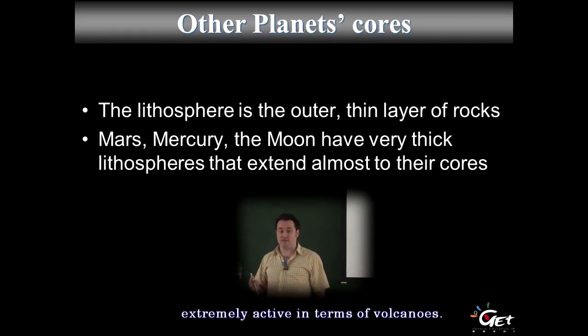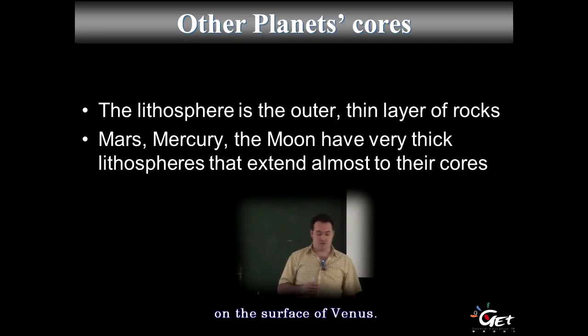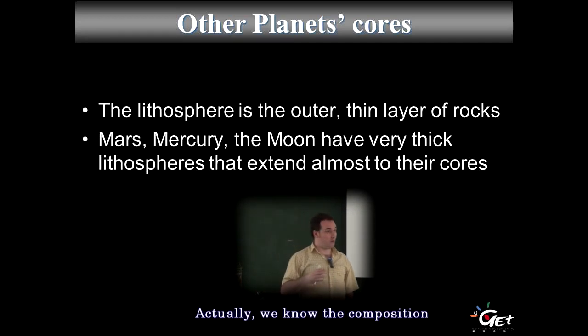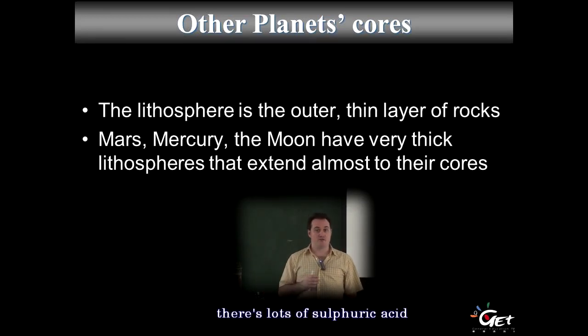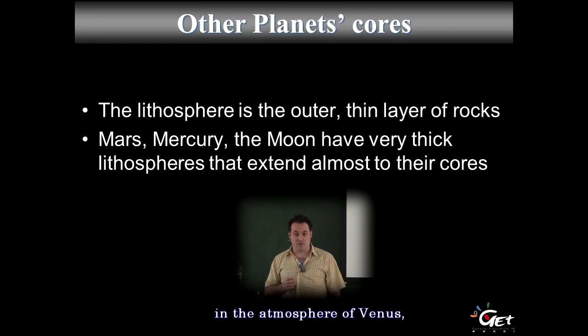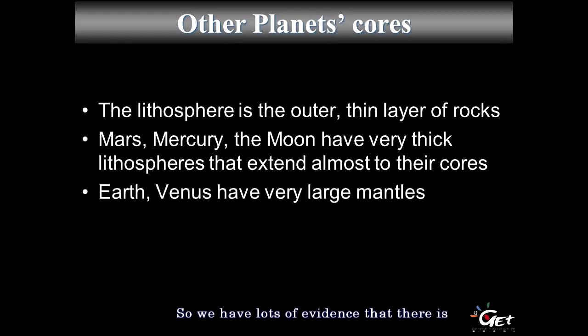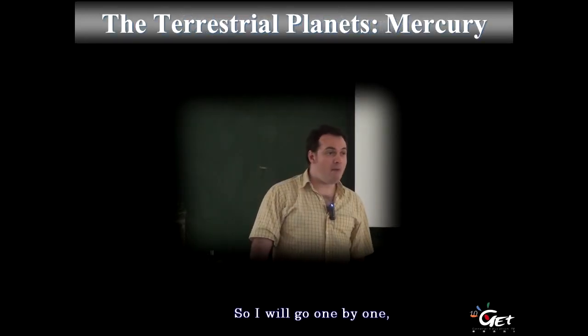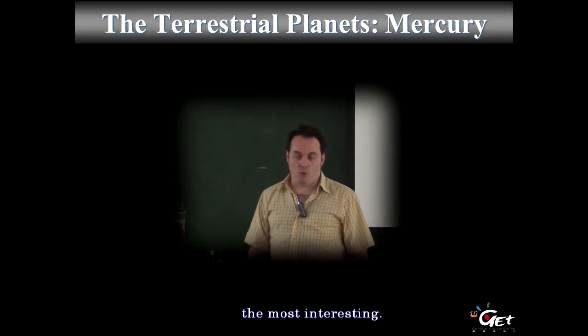However, Venus is extremely active in terms of volcanoes. There is lots of evidence of volcanoes on the surface of Venus. Actually, we know the composition of Venus is highly sulfuric. There's lots of sulfuric acid in the atmosphere of Venus, which is linked to very, very intensive volcanic activity. So we have lots of evidence that there is a large liquid mantle in the core of Venus. So I will go one by one, and I'll mainly focus on Mars and Venus because they are most interesting.